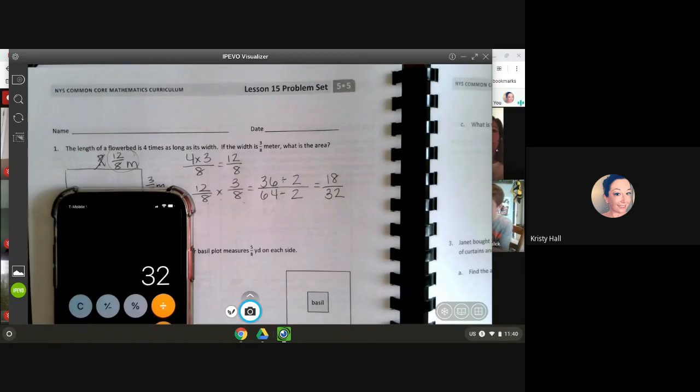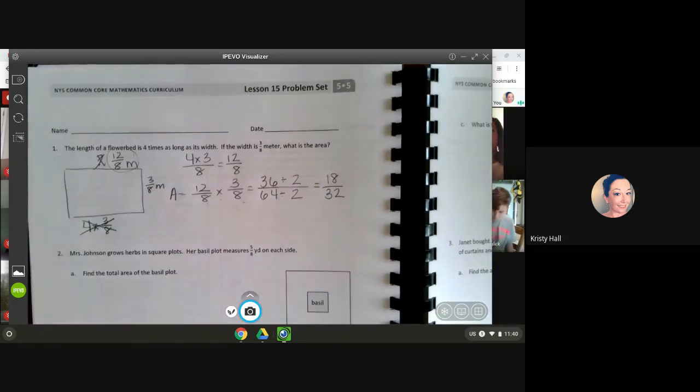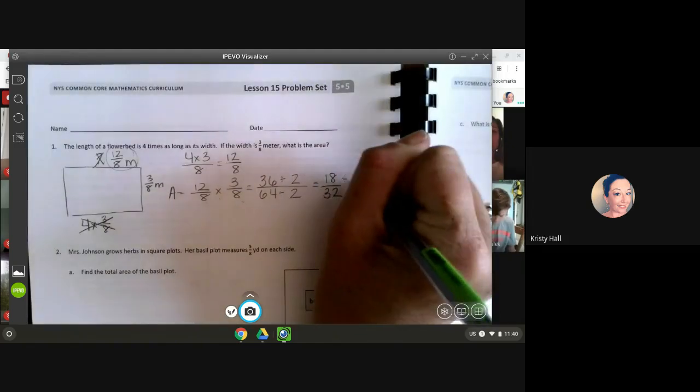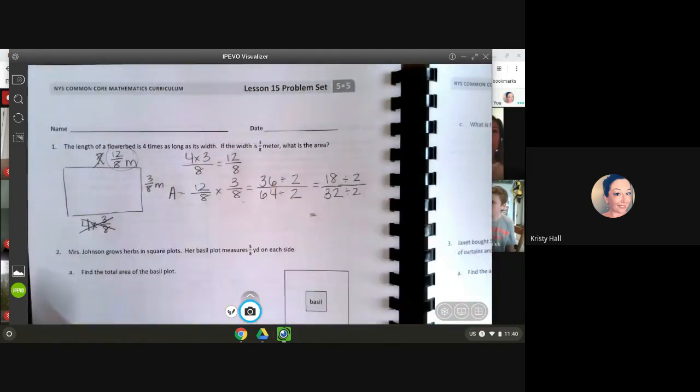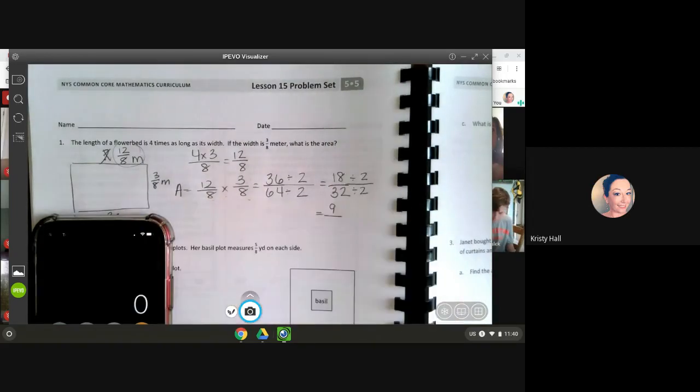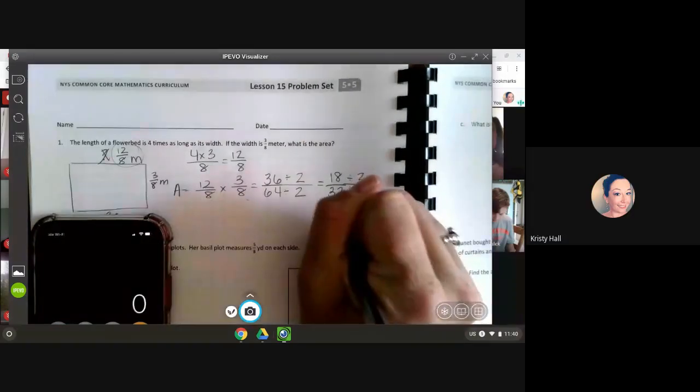Notice anything there? Don't I have even numbers again? Uh-huh. So I can divide those by 2 again. So let's see what we get now. Nine over 16. Great job. 9/16 meters.